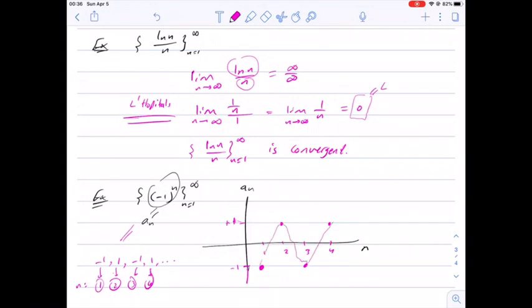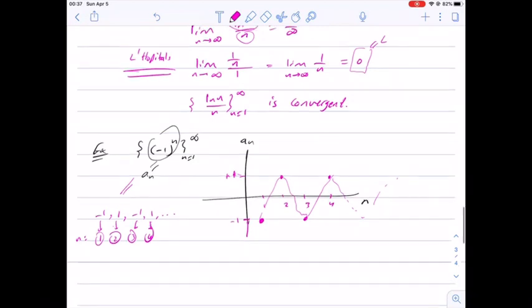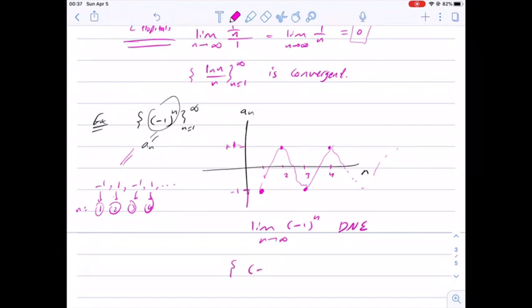So as you can see, it's alternating and it does not converge to some specific value. So that means the sequence does not approach a number. So the limit of -1 to the n, as n goes to infinity, does not exist. So the sequence -1 to the n, from 1 to infinity, is divergent.